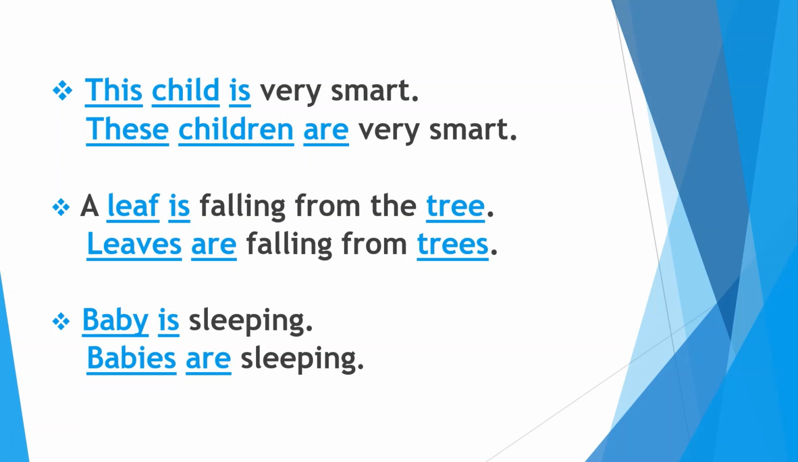So the answer sentence is: these children are very smart. Means the singular form is: this child is very smart. Then the plural form is: these children are very smart.